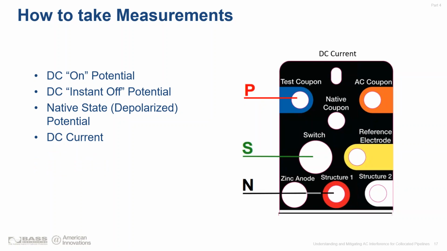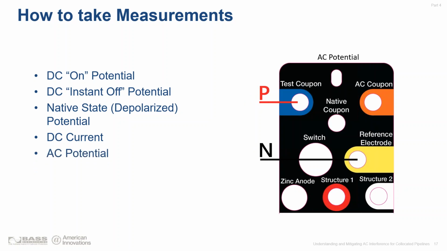If you're going to want to get your DC current density based off of the coupon size, as I mentioned, that's going to depend on the coupon size that you have. If you're using those 100 centimeter squared coupons, for example, I believe you'll multiply it by 0.1 to get from your current density to amps per meter squared.